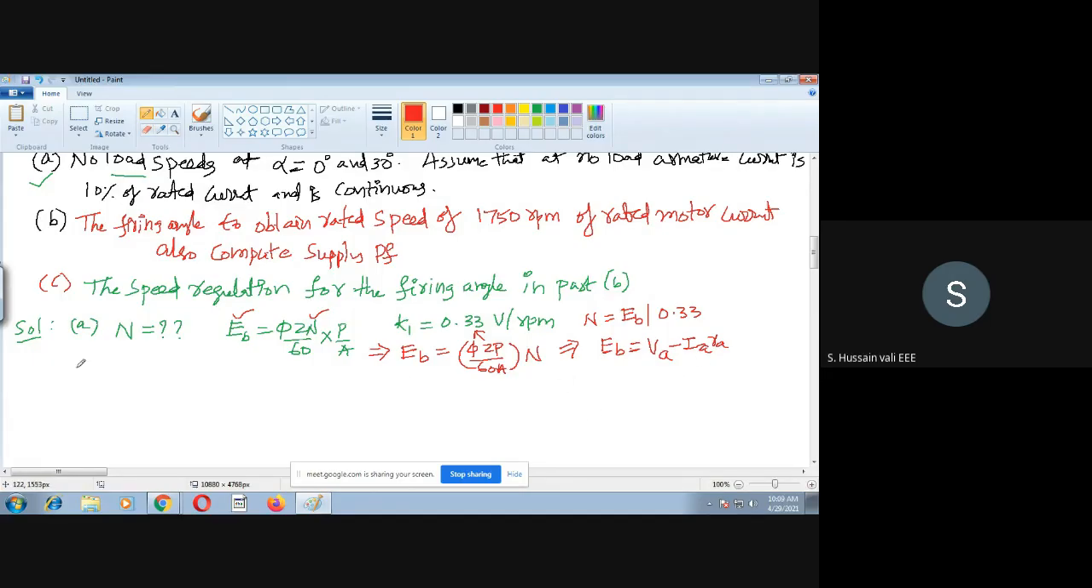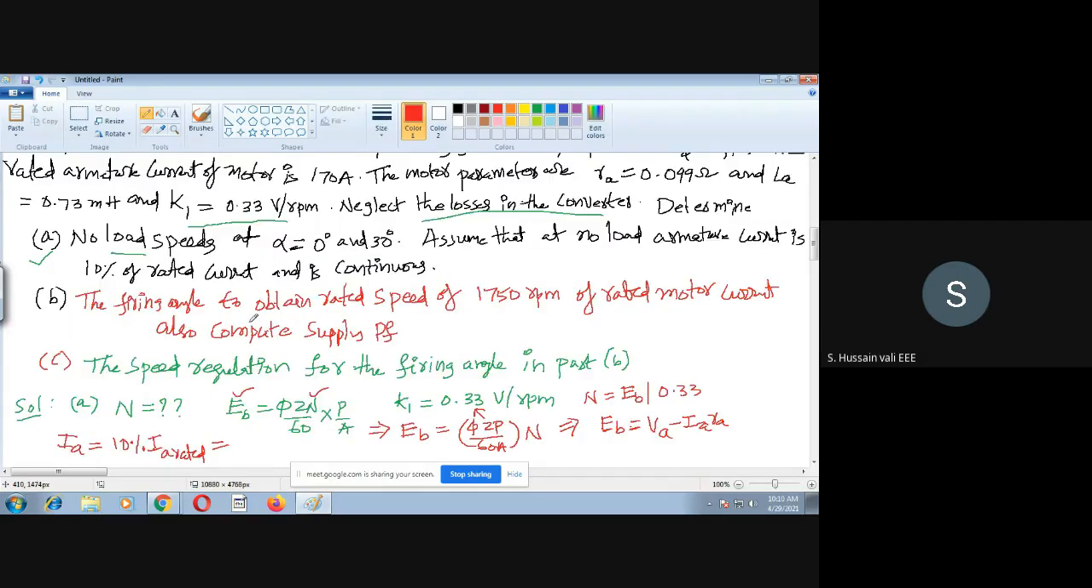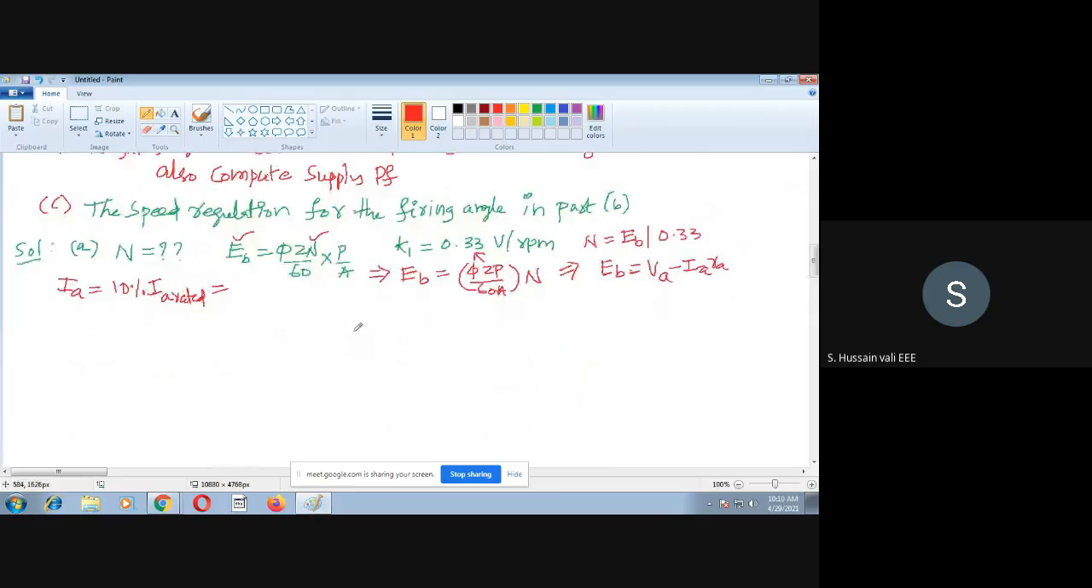Did he give any value of IA? IA is the armature current. What is the armature current he said in the problem? You see now yourself: assume that no load armature current is 10% of the rated current. It means IA in the problem is 10% of IA rated. What is the IA rated value in the question? Yeah, this 170 ampere is the rated armature current. So 0.1 into 170 means 17 ampere. We got the IA value.